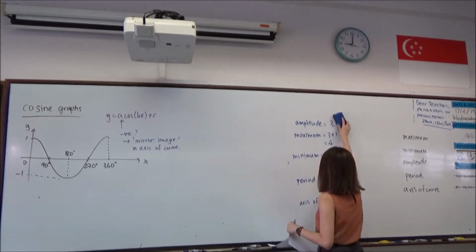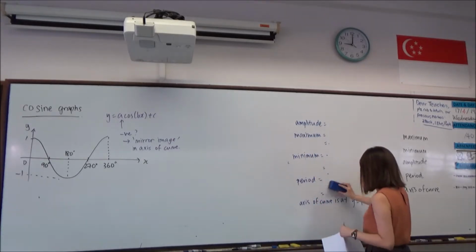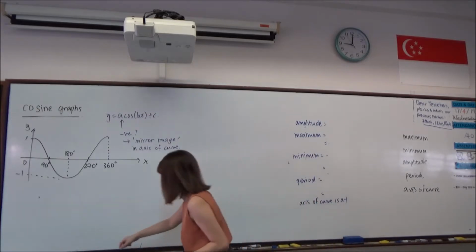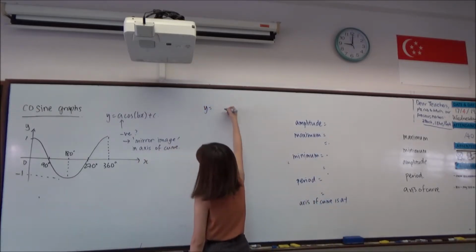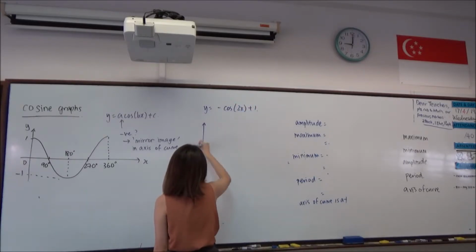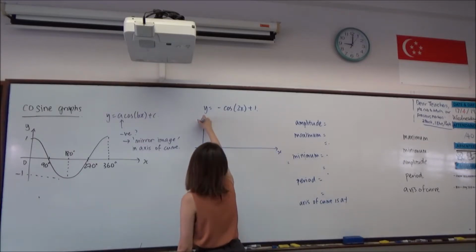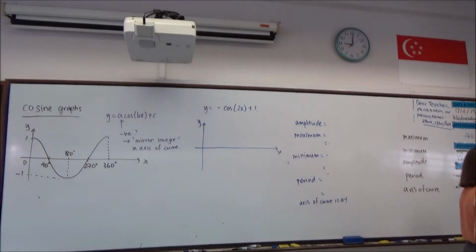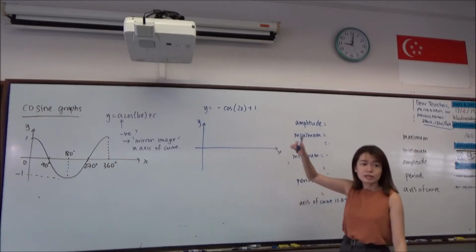Okay, so let me run through one example. We have an example of y equals negative cosine 2x plus 1. What will your amplitude be for negative cosine 2x plus 1? Will it be 1 or negative 1? How many of you would say that the amplitude in this case will be negative 1? Okay, it should be 1.